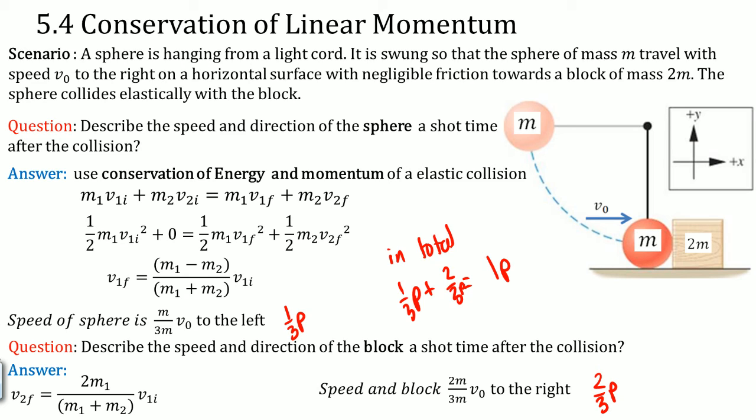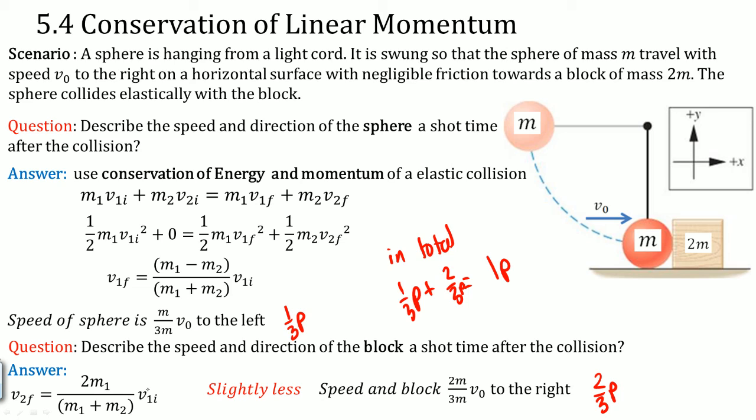But I said that the block here is going to go to the right at 2m divided by 3m. You could just write it as 2/3. But technically, it's slightly less because during the collision, in theory, things are lost because this is an inelastic collision. So some energy is lost. That's why it's slightly less.